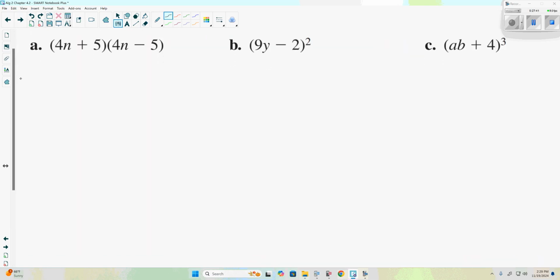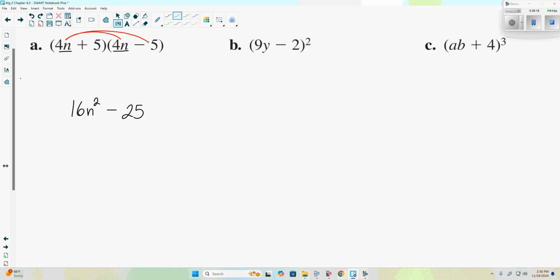So if we look at a, 4n plus 5 times 4n minus 5. That's that perfect square. So what it's telling me is I can go with the shortcut and know that I'm going to square this first term. Well, 4n times 4n is 16n squared minus our 5 times 5, which is 25. So according to that pattern, we can go from 4n plus 5 times 4n minus 5 to 16n squared minus 25.